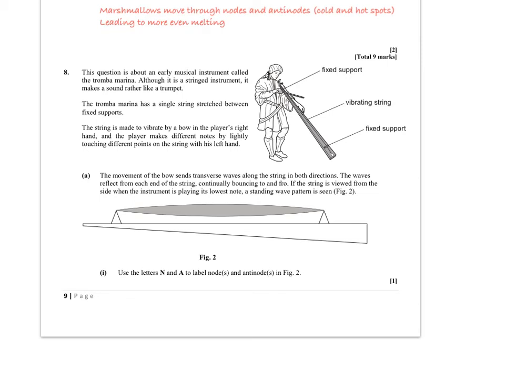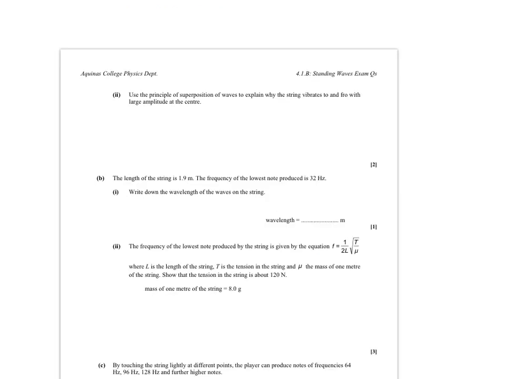We first of all have to label the nodes and antinodes here, so this is relatively straightforward by this point hopefully. So we've got nodes at either end on our stringed instrument and an antinode in the middle. And then we're asked to use the principle of superposition to explain why the string vibrates to and fro with a large amplitude in the middle. So again, really what we've been asked is, why does a standing wave form on the string?